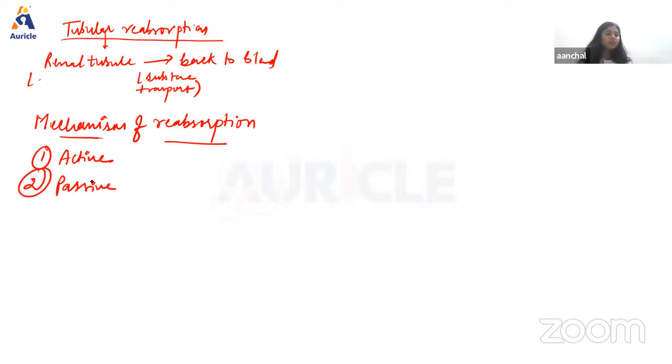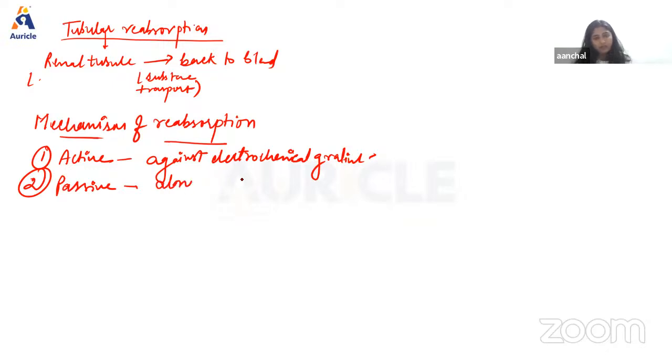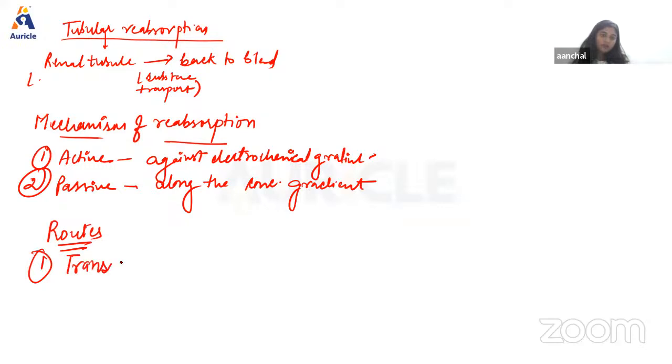Okay, so active reabsorption is the movement of molecules against the electrochemical gradient, right? And if we talk about the passive process, this is the movement of molecules along the concentration gradient or electrochemical gradient. Okay, then if we talk about the routes of absorption, in routes we have transcellular and paracellular.